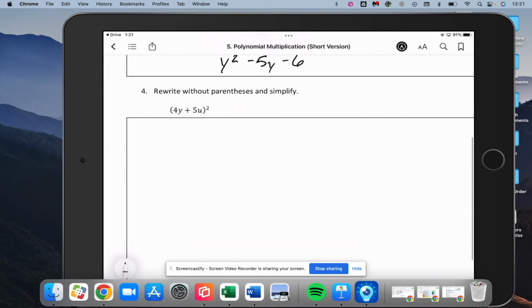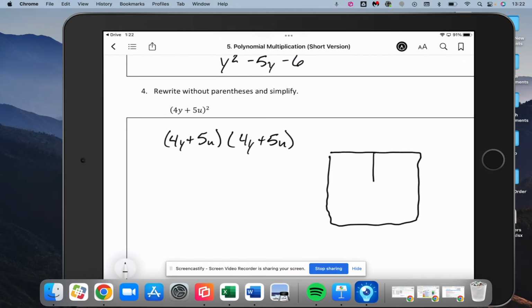Okay, so what this exponent is telling us is that we have 2 of these whole things. So what we're going to do is rewrite it with those 2 things next to each other. So 4y plus 5u times 4y plus 5u. So again, I'm going to use my box method or area model. And so 4y, 5u, 4y, 5u. And I just fill in the boxes.